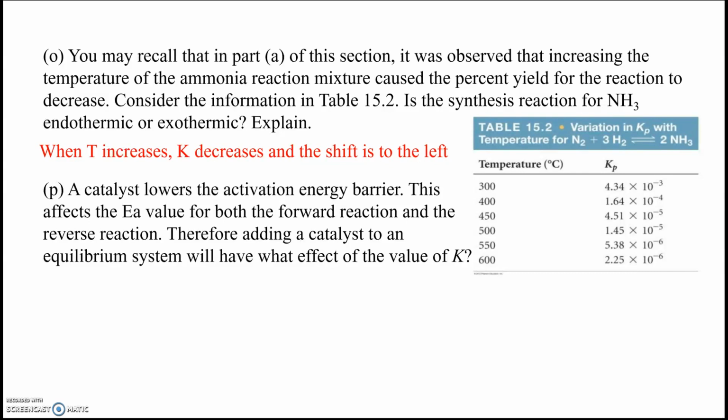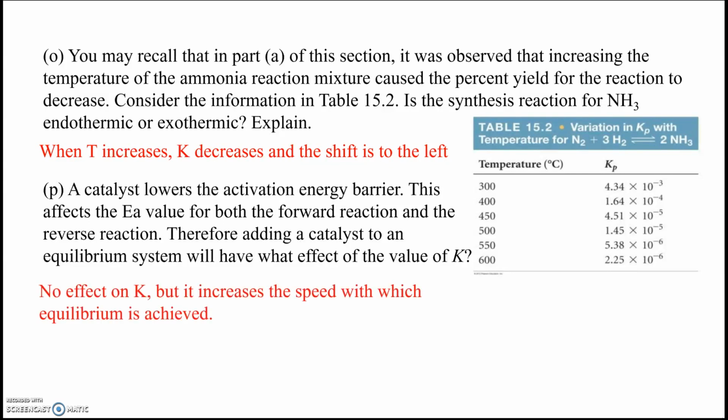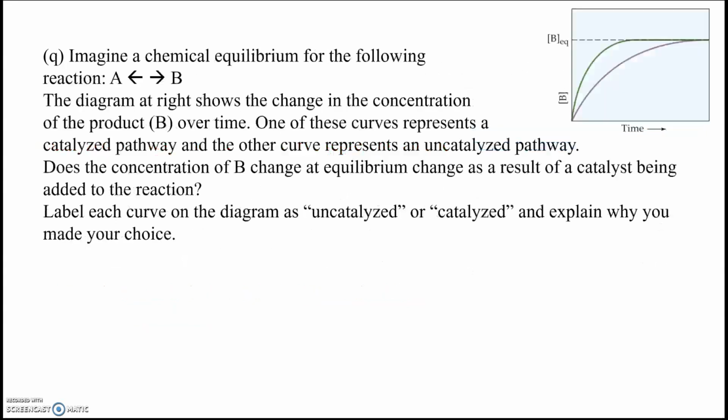P, a catalyst lowers the activation energy barrier. This affects the Ea, the activation energy, for both the forward reaction and the reverse reaction. Therefore, adding a catalyst to an equilibrium system will have what effect on K? The answer is not really any effect on K. But what it does do is increase the speed with which this equilibrium is reached. We haven't talked about kinetics yet, but we will.